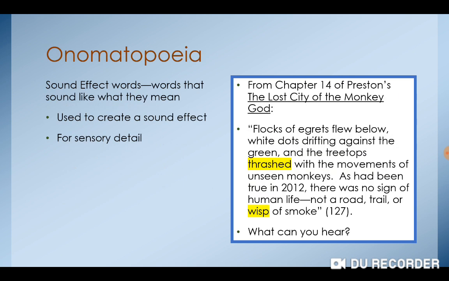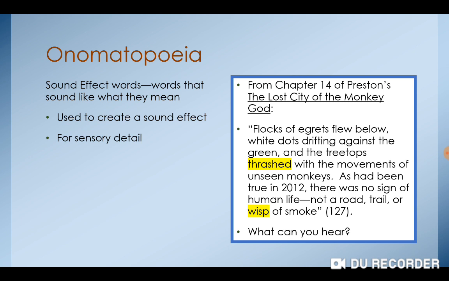Next, we have onomatopoeia. These are sound effect words. So if you're thinking of like the old Batman cartoons they used to have on when Batman and Robin would fight, you would see like whap, slap, bap. You'd see those words on the screen. Those are onomatopoetic because they're words that sound like what they mean. They're used for sound effects and for sensory detail. So when you're listening or you're reading a story, it's part of that movie in your mind.